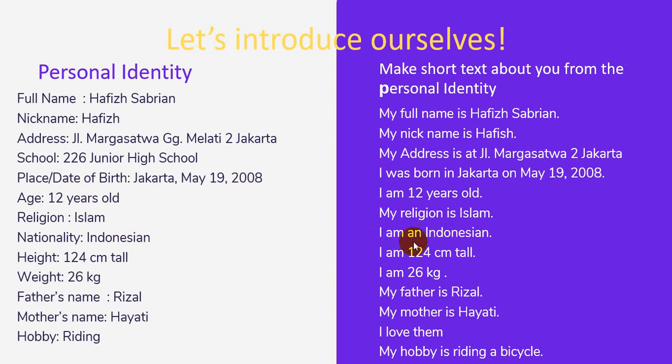Repeat. I'm an Indonesian. I'm 124 centimeters tall. I'm 26 kilograms. My father is Rizal. My mother is Hayati. I love them. My hobby is riding a bicycle. Okay, can you get it? So, if you want to introduce yourself in front of people, jadi kalau kamu ingin memperkenalkan diri kamu di depan orang, dari formulir data pribadi, kamu bisa membuatnya menjadi kalimat seperti ini. Did you do that? Of course.